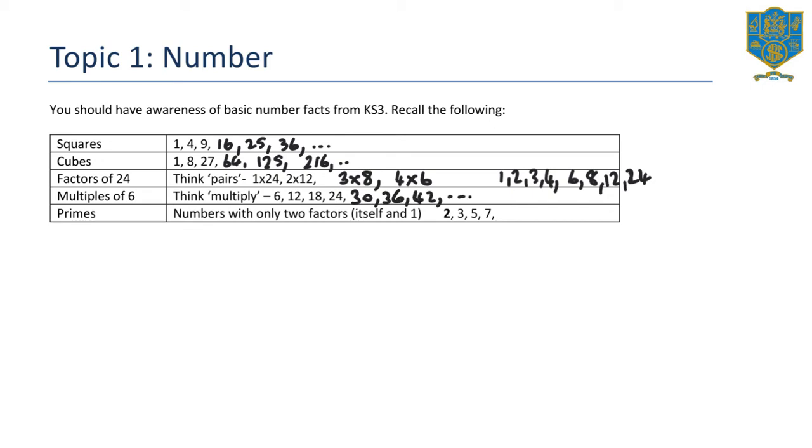And prime numbers are numbers that have only 2 factors. So there's only 2 whole numbers that divide into the number. And generally we consider it to be itself and 1. So 1 is not a prime number, but 2 is the first one because 2 and 1 divide into 2. Then 3 is the next one, and 5, 7, 11, 13, 17, 19, and so on.